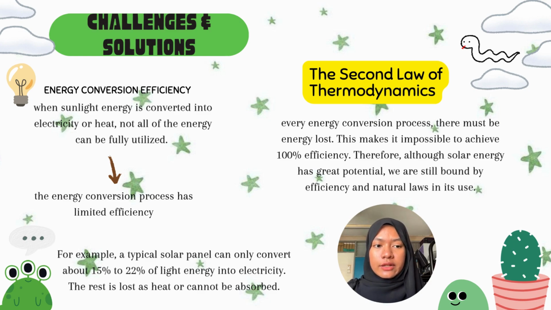In addition, there is thermodynamics, which is the law of physics that governs the conversion of energy. The second law of thermodynamics states that in every energy conversion process, there must be energy loss. This makes it impossible to achieve 100% efficiency. Therefore, although solar energy has great potential, we are still bound by efficiency and natural laws in its use.